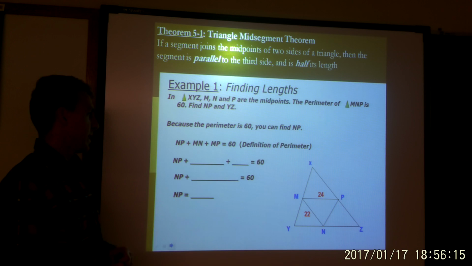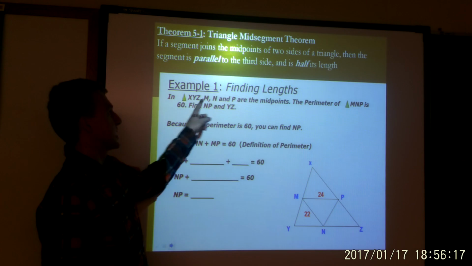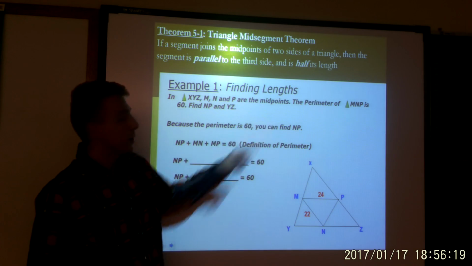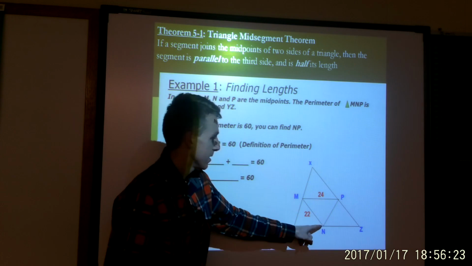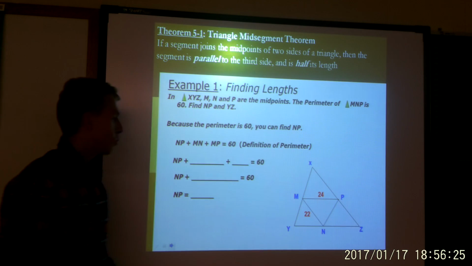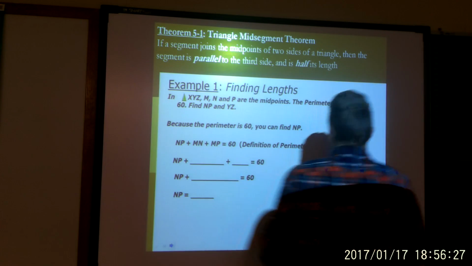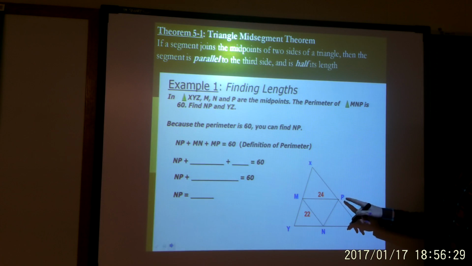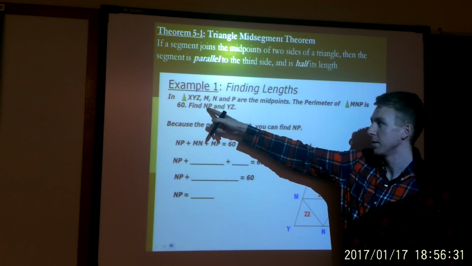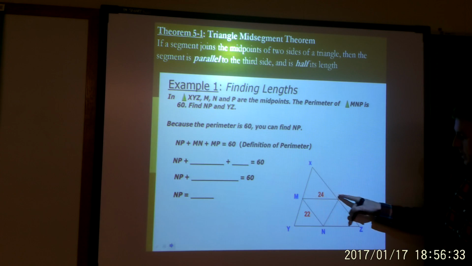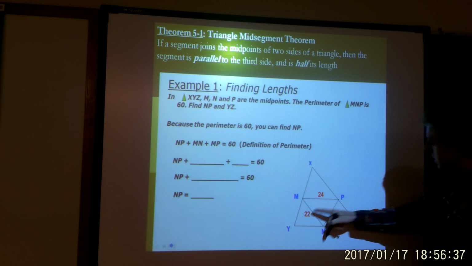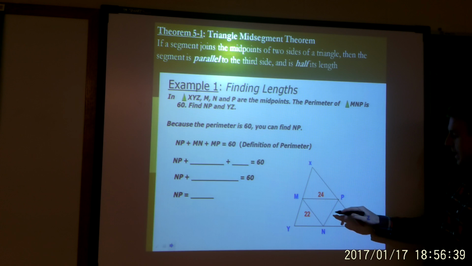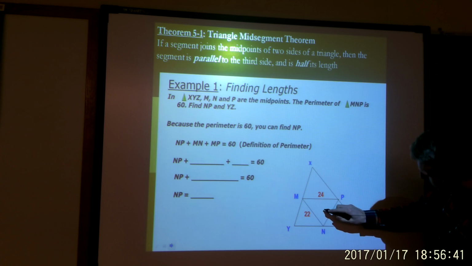A similar thing here. It tells us M and P are midpoints. The perimeter of the triangle right in here is 60. So then what would PN be, or NP? That's the first step. Perimeter, you add all the sides up, so that would be 22, 24, and we're missing one side, which would be 14.